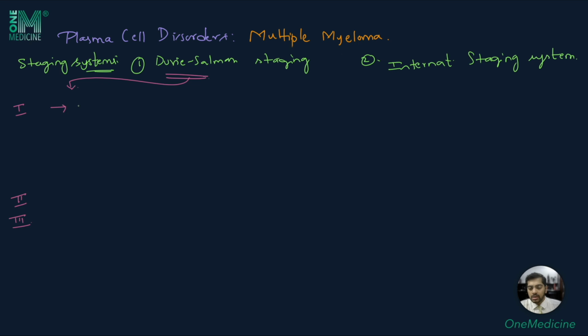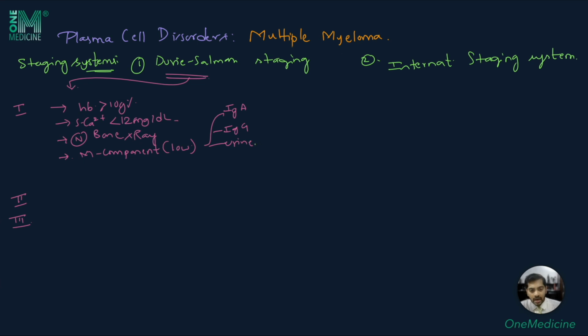Stage 1 is when the patient has a hemoglobin of more than 10 gram percent, a serum calcium of less than 12 milligrams per deciliter, a normal bone X-ray without any lytic lesions, and an M component level that is low. This is further subdivided into 3, that is IgA, IgG, and urine light chain.